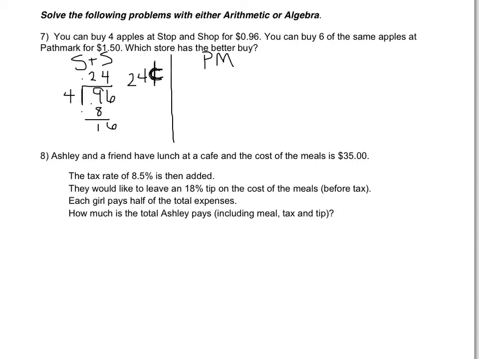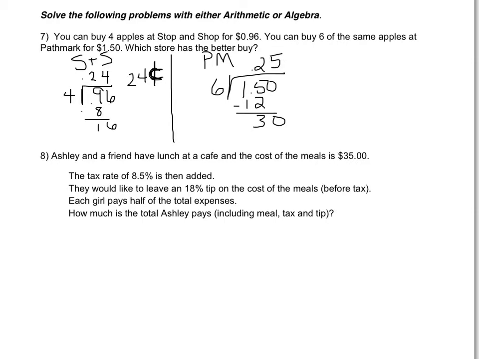Cent sign. So 24 cents, 1 apple at Stop and Shop. Pathmark has $1.50, but that's for 6 apples. 6, we've got our decimal point. 6 goes into 15 twice. That's 12. 3. Bring down the 0. 6 goes into 30 5 times.